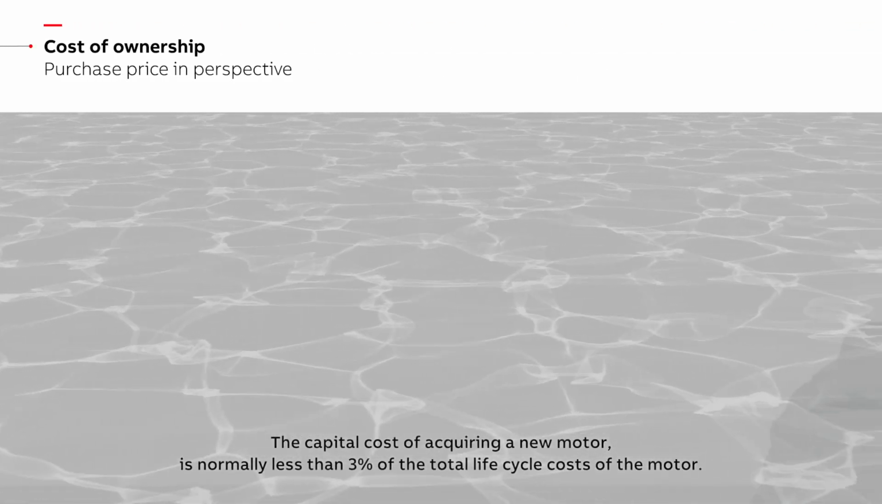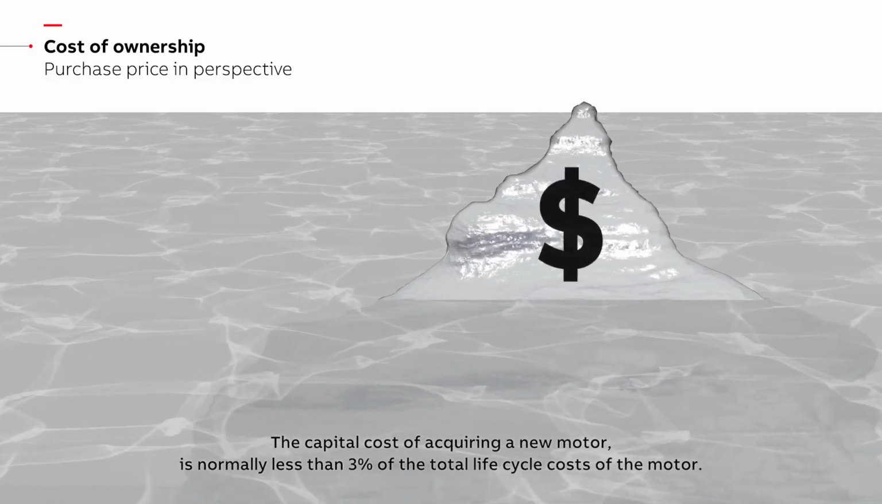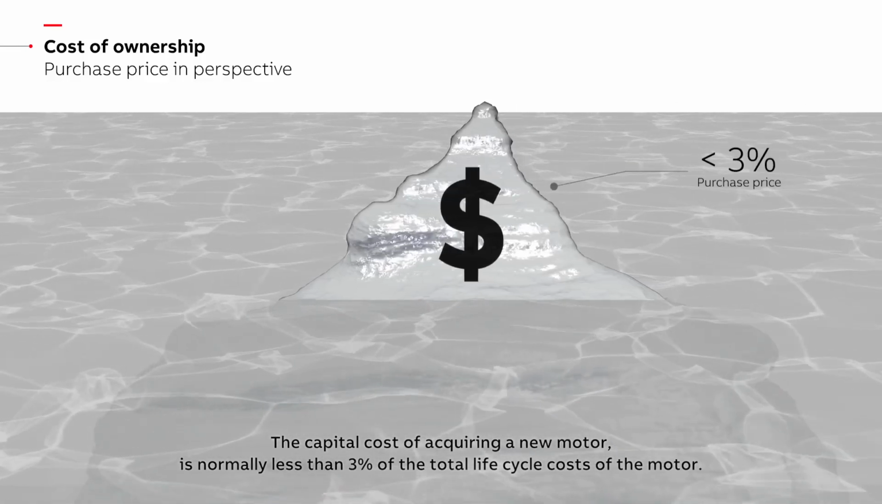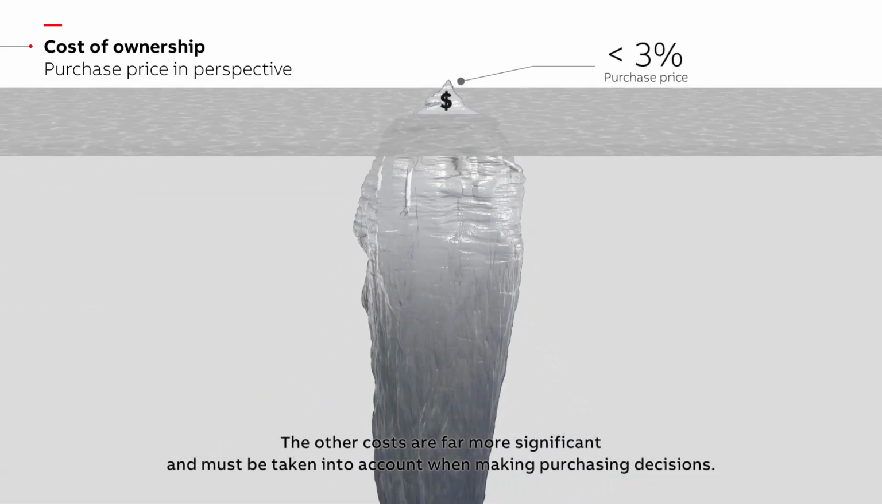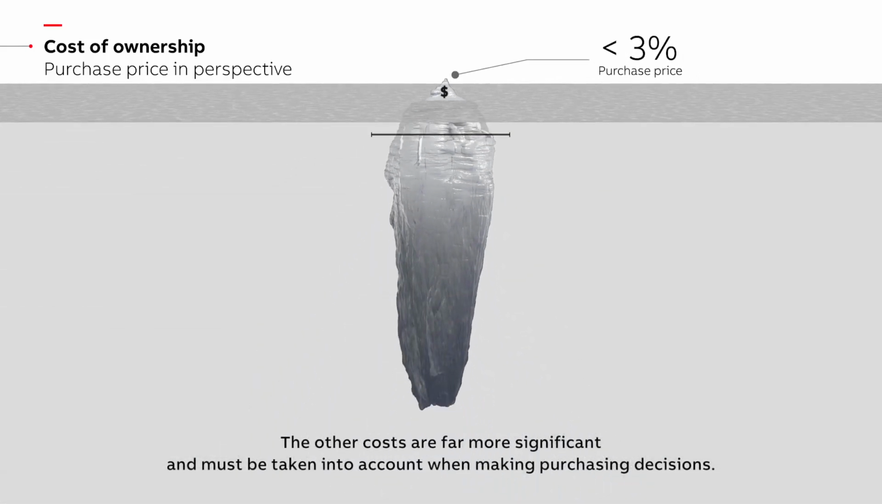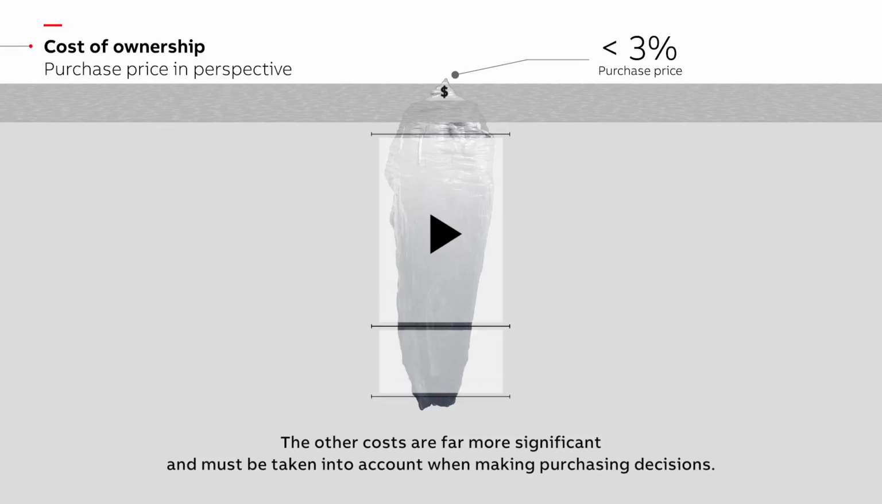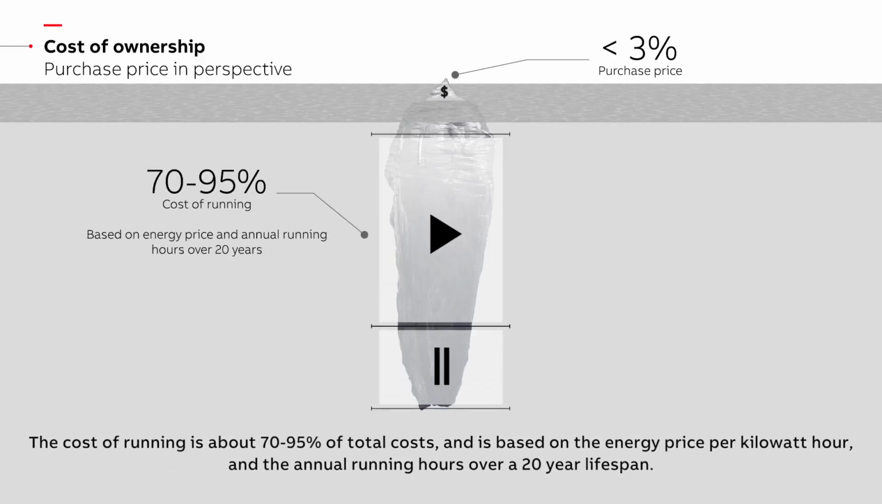The capital cost of acquiring a new motor is normally less than 3% of the total life cycle costs of the motor. The other costs are far more significant and must be taken into account when making purchasing decisions. The cost of running is about 70 to 95% of total costs and is based on the energy price per kilowatt hour and the annual running hours over a 20-year lifespan.